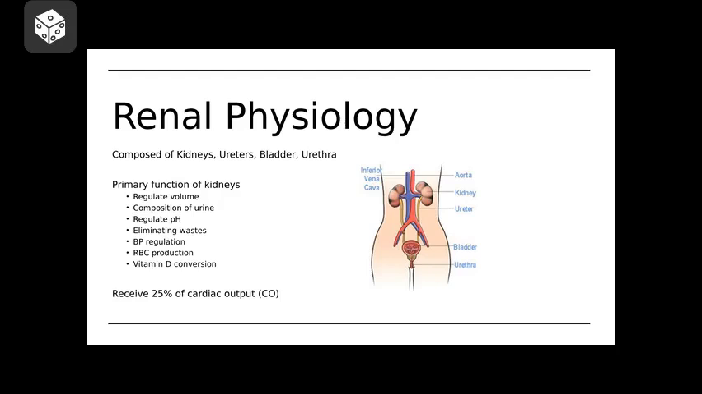Since the kidneys do so much awesome stuff, they're going to get a ton of blood flow: 25% of our cardiac output. So each heartbeat, 25% of that blood flow is going to our kidneys. Tell me they're not important organs. Come on, guys, right?